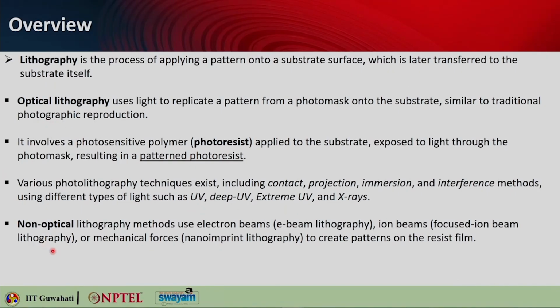Besides optical lithography, there are also non-optical lithography methods which use electron beams. This kind of lithography is called electron beam lithography. There is lithography that uses ion beams, which is also called focused ion beam lithography. There are methods where mechanical forces are applied to create a pattern on the resist film. This kind of method is called nano imprint lithography. So we will briefly look into all these different topics in this particular lecture.